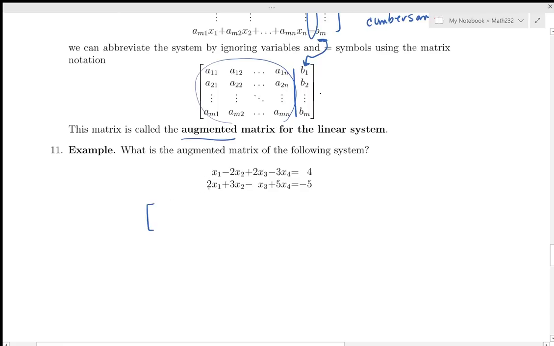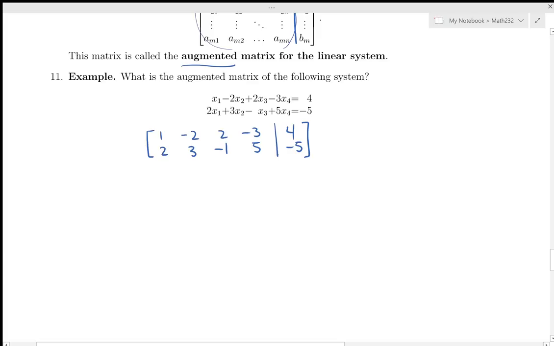We simply list the coefficients in the first row here, like that. So I've listed the coefficients of the first equation in the first row, and then I list the coefficients of the second equation in the second row. Okay, there it is. So that is the augmented matrix of the above system of linear equations.